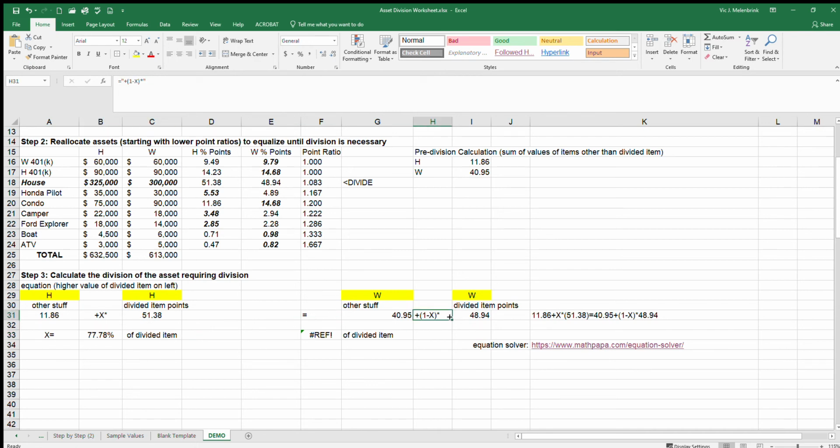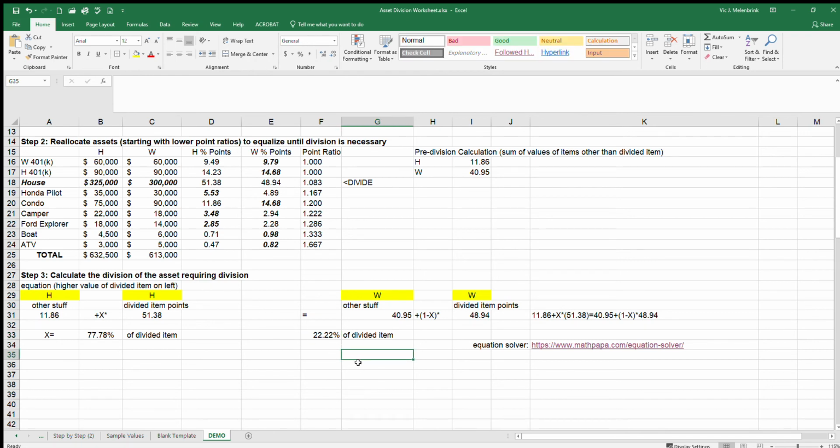So this number here is just going to be 1 minus that number. So equals, let's type it, equals 1 minus, I'll just click on this number here, 22.22. Wife is going to get 22.22% of the house.